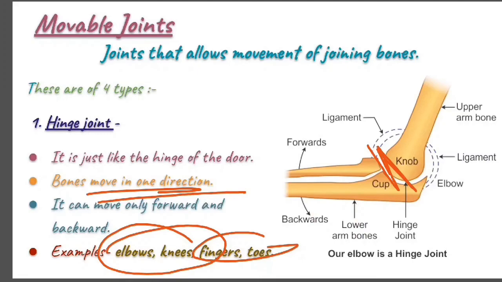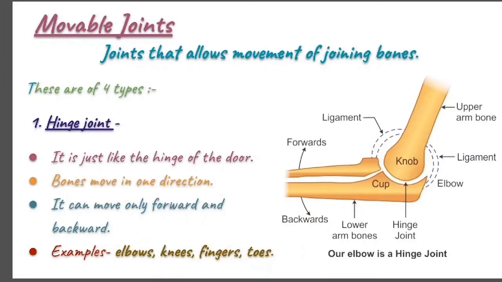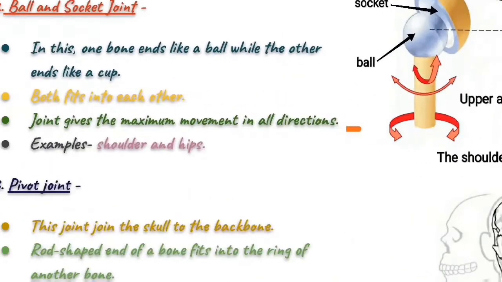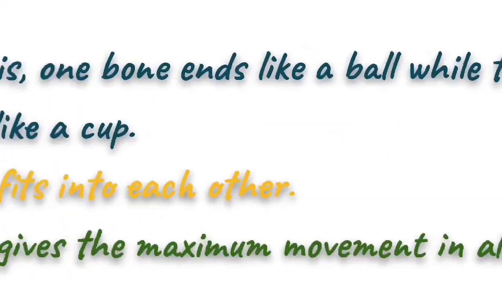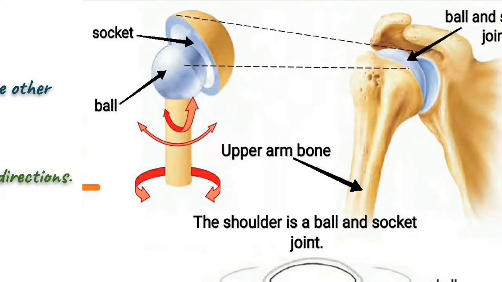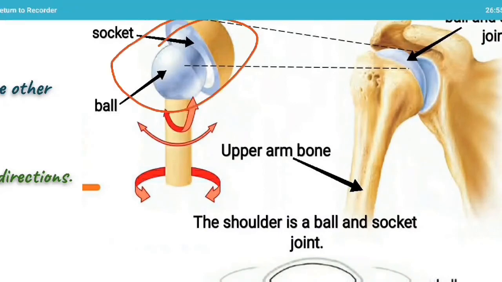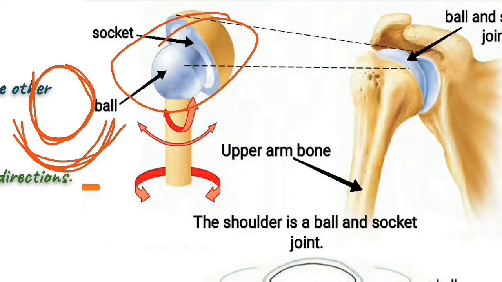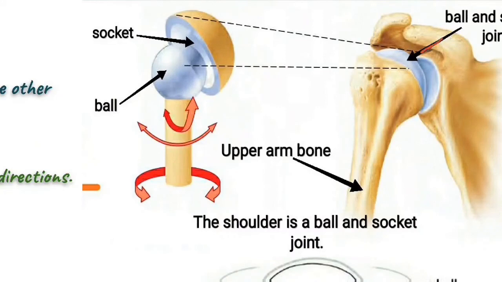Now the ball and socket joint, as the name suggests. Just have a look at your diagram closely: it has a ball-like structure, and a socket, meaning something in which things can be kept. Here the ball is kept in a kind of socket, and this makes the ball and socket joint.